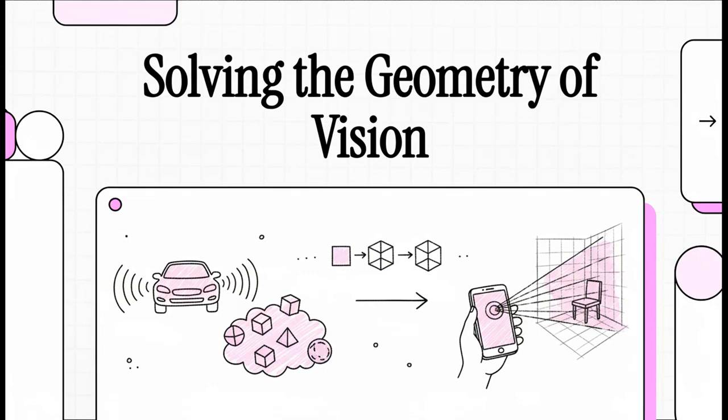You ever wonder how a self-driving car actually sees the road? Or how your phone can just build a 3D map of a room? It's not really about taking better pictures. It's about understanding what's in them.